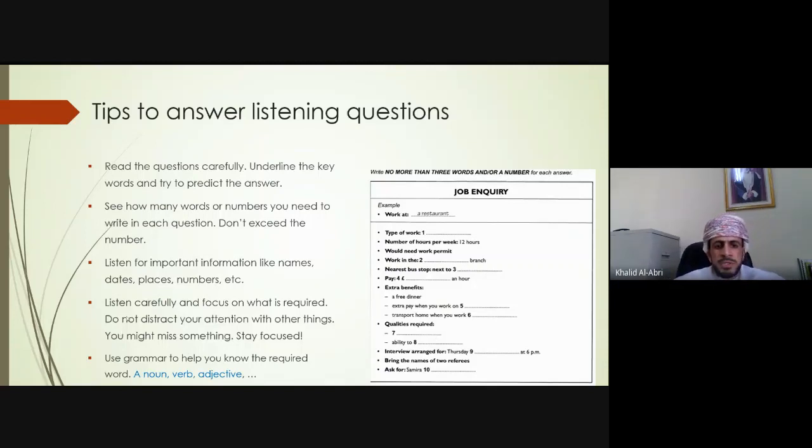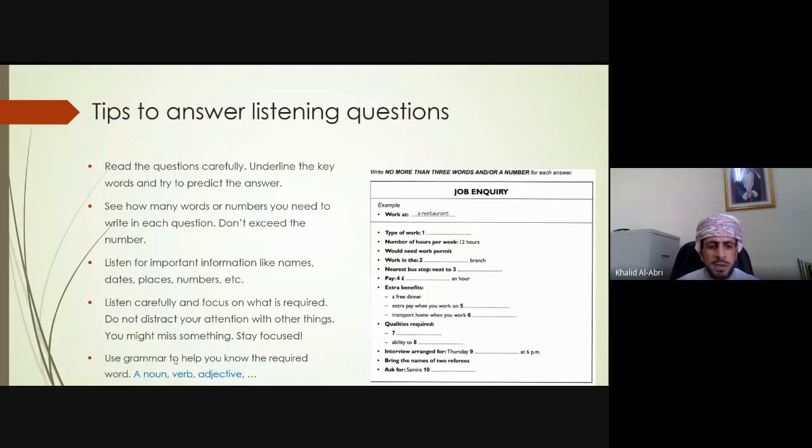Another way here is to listen carefully and focus on what is required. The main thing is when you start listening until finish, don't distract your attention. Otherwise, some people get distracted. They think of something else. So that, of course, will make you to lose or to miss some information. And of course, in listening, the questions are following each other's. So you might miss something. So it's better to stay focused only on the listening. Don't be busy with any other things.